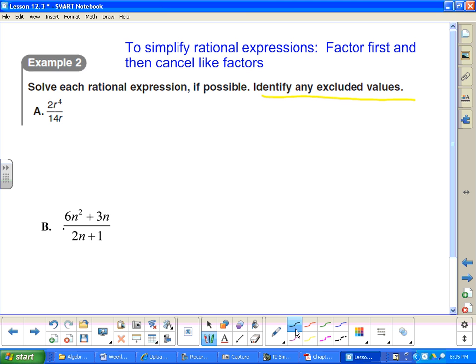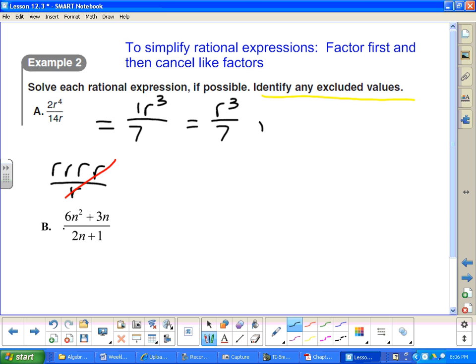So for letter A, here we have 2r to the 4th over 14r. Since these are both monomials, I just need to simplify the similar parts. We have 2 over 14, which reduces to 1 over 7. And r to the 4th over r, we have 4 r's in the numerator and 1 in the denominator, so we cancel 1 and have r cubed in the numerator. So I could write this as r cubed over 7.